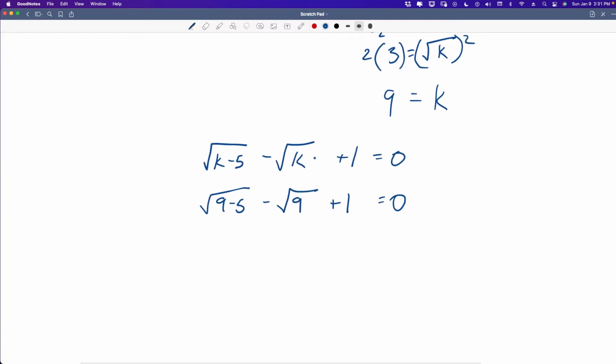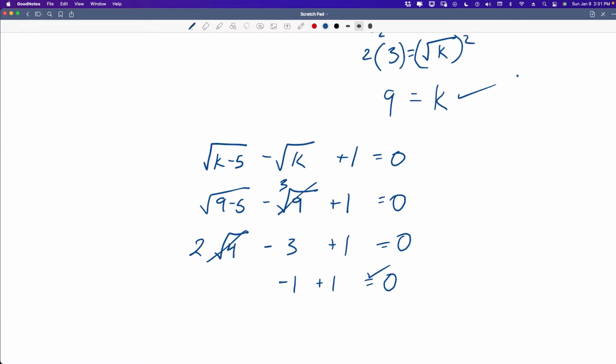So let's see. This is going to be 2 minus 3, this is going to be 2 plus 1. 2 minus 3 is -1. -1 plus 1 does indeed equal 0. So this is correct. 9 is the value of k.